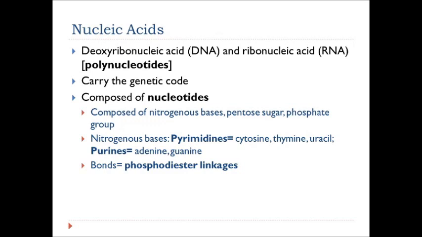Nucleotides are made up of nitrogenous bases, pentose sugars, and phosphate groups. Nitrogenous bases can be broken down into pyrimidines and purines. The way that I was taught to remember this in school was "all girls are pure," to remember that adenine and guanine are purines. Cytosine, thymine, and uracil are all pyrimidines, and the specific bonds that link nucleotides together to form our polynucleotides or nucleic acids are phosphodiester linkages.